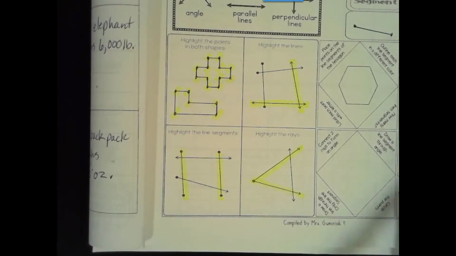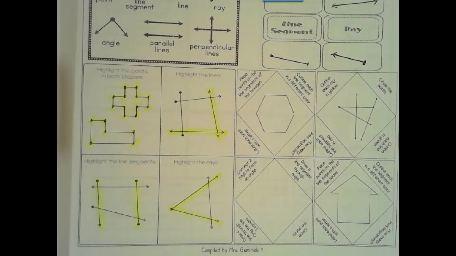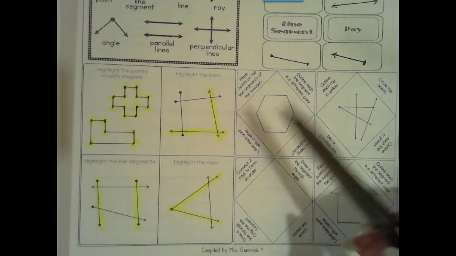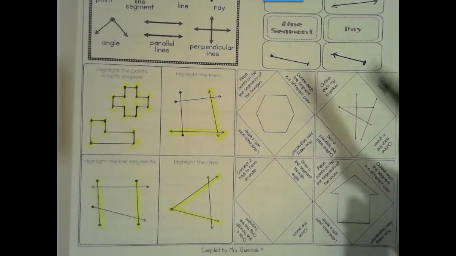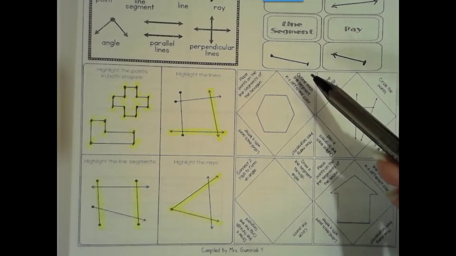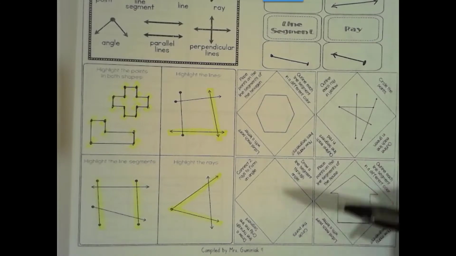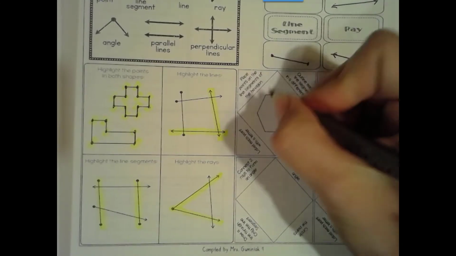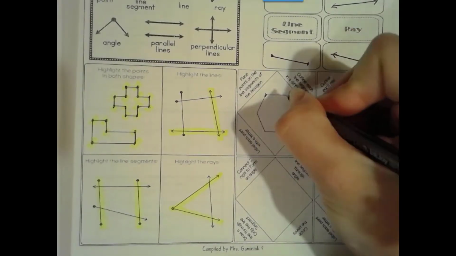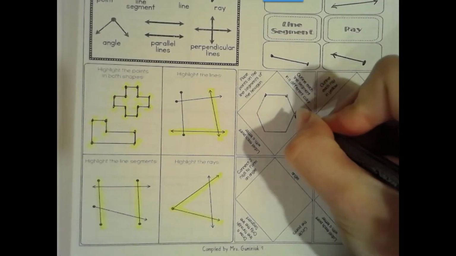Okay, so we're going to identify some more. We have some different directions here. Place points on the line segment of the hexagon. So we're going to put points at the end of our line segments on this hexagon here.